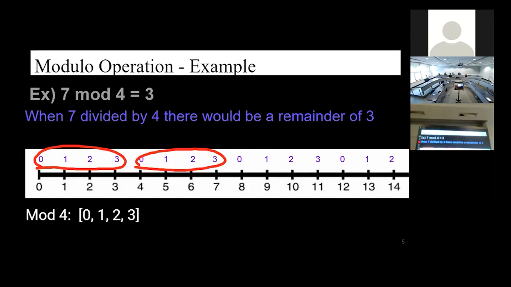If we were to do 4 divided by 4, we would get a remainder of 0. If we did 5 divided by 4, we would get a remainder of 1, and so on. Like I said earlier, in modular arithmetic values will repeat or reset when you get to a certain integer. For example, 8 divided by 4 gives a remainder of 0, and it starts over at 0.